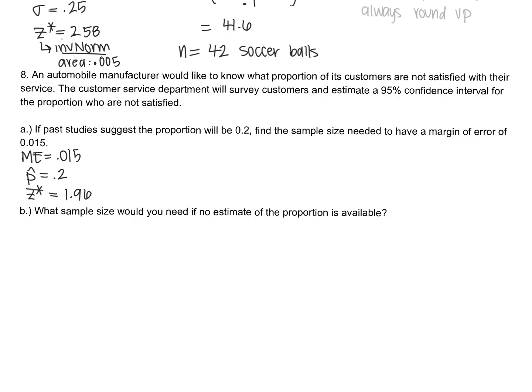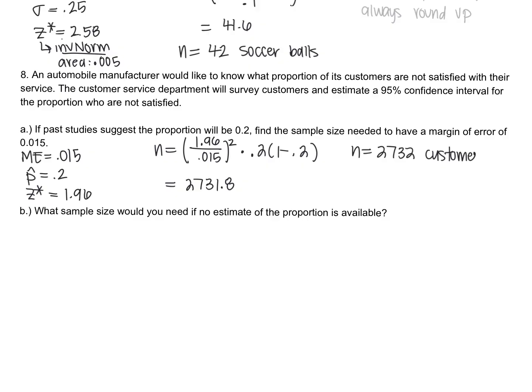Now the formula for proportions is your critical value, 1.96, over your margin of error, 0.015, squared, times your p hat, 0.2, times 1 minus your p hat, so 1 minus 0.2. And we get 2731.8, which we'll round up, and we'll get that n has to equal 2732, and then customers. You do have to remember to put units when you solve for n. It depends on what the units are for the problem.